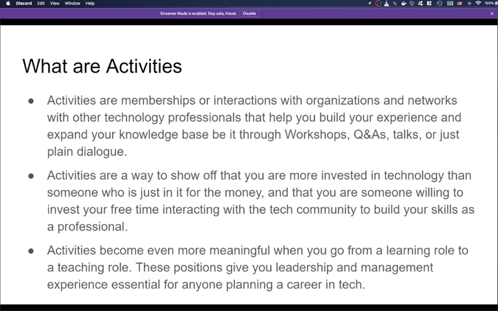So activities, they're a great way to show off that you're more invested in technology than someone who's just in it for the money, and that you're actually someone willing to invest your free time into interacting and building the tech community by building your skills as a professional and helping other people out. So activities become even more meaningful when you go from a learning role to a teaching role. These positions will give you leadership experience and management experience essential for anyone planning a career in tech, especially if you plan on moving up that ladder.